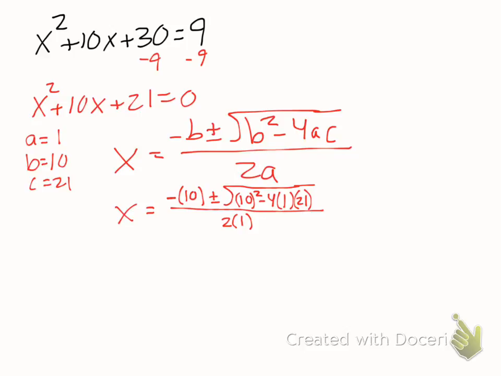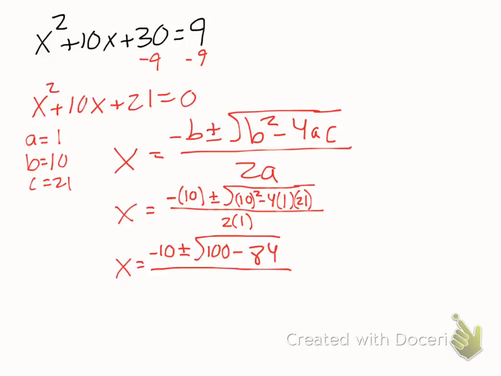Evaluate using PEMDAS, order of operations. Make sure you do things correctly. What is the opposite of 10? Notice I'm using opposite instead of negative. Because if it is negative, it becomes positive. 10 squared, 100. Minus. Now this is the point where I would actually get rid of any negatives if there are any. I would say something on the lines of negative 4 times a positive times a positive. We know it's going to be negative. And what's 4 times 1 times 21? 84.